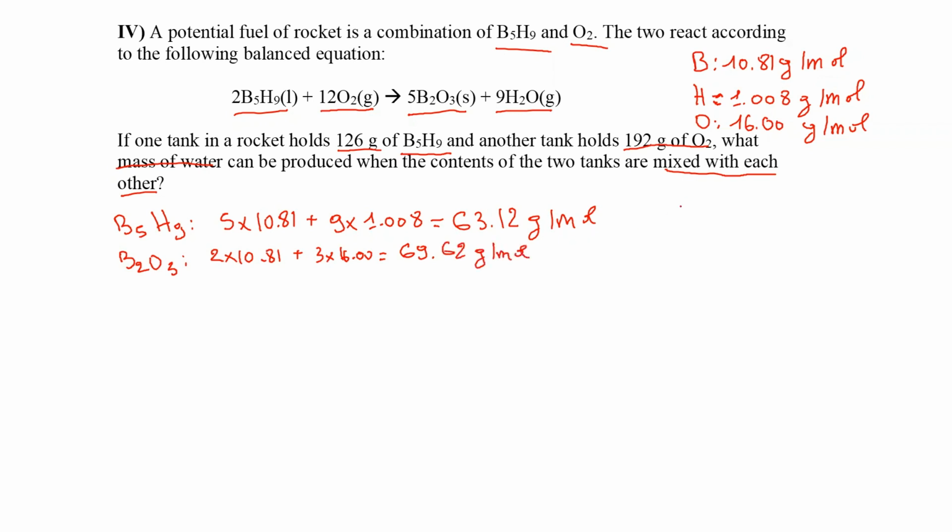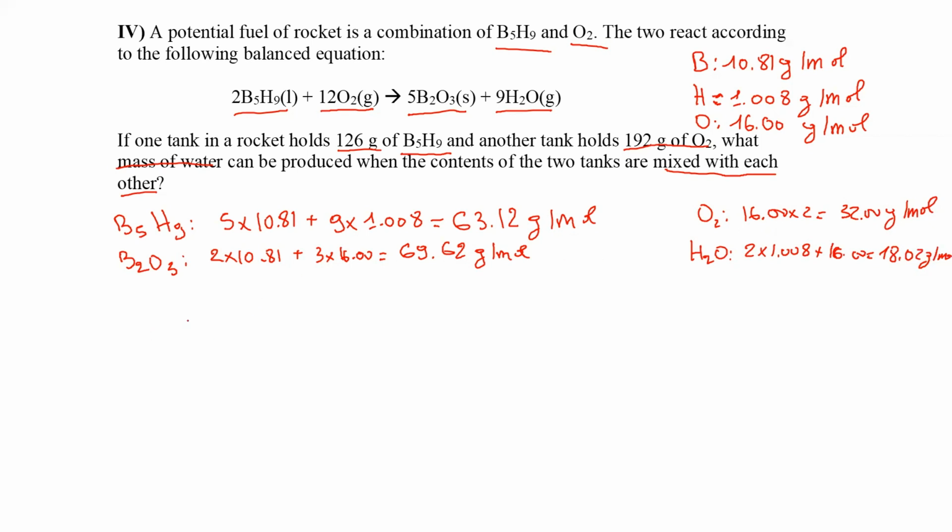What else do we need? We have oxygen, so O2: 16.00 times 2, 32.00 gram per mole. We also need water, H2O: 2 times 1.008 plus 16.00, 18.02 gram per mole. Okay, so we have all our molar masses.